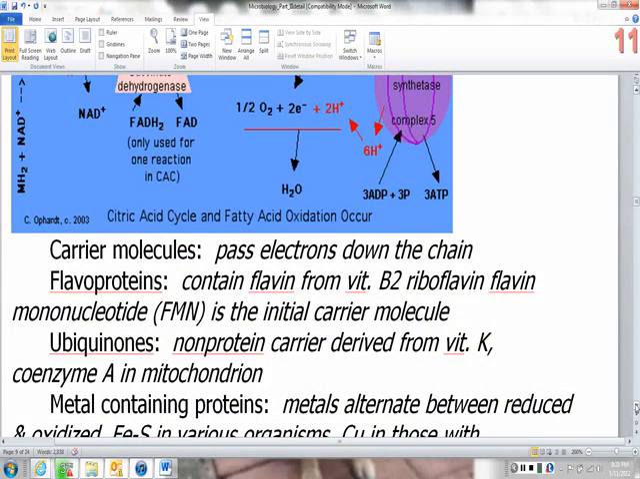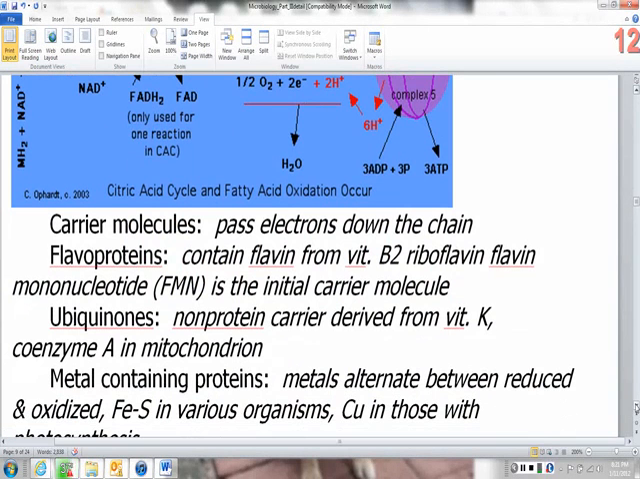The flavoproteins contain flavin from vitamin B2, or riboflavin, to form FMN, or flavin mononucleotide. This is the initial carrier molecule where NADH will drop off its electrons. This is one example of where a vitamin is required for a cell to derive energy from nutrients. The ubiquinones are non-protein carriers derived from vitamin K. This involves coenzyme A in the mitochondrion. The FADH2 drops off its electrons here.